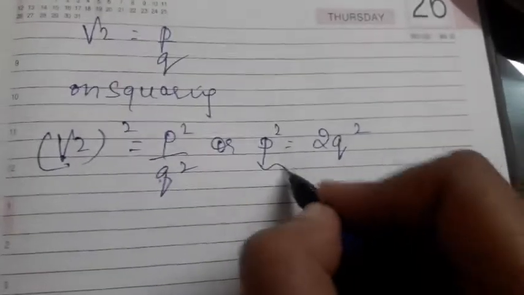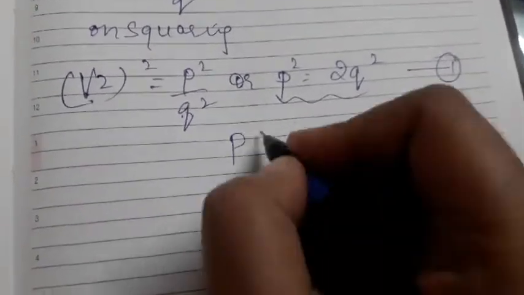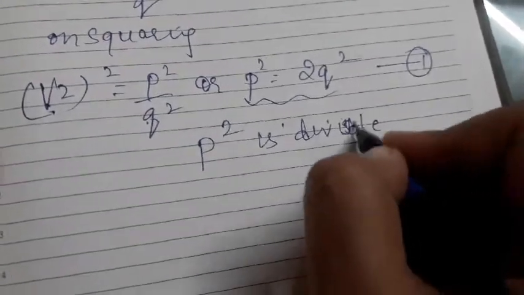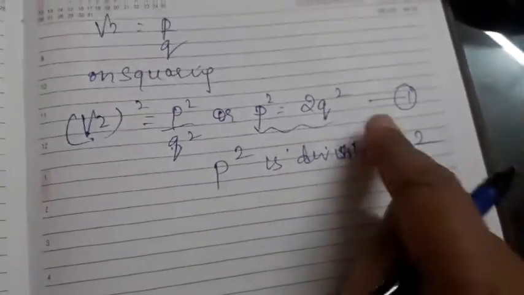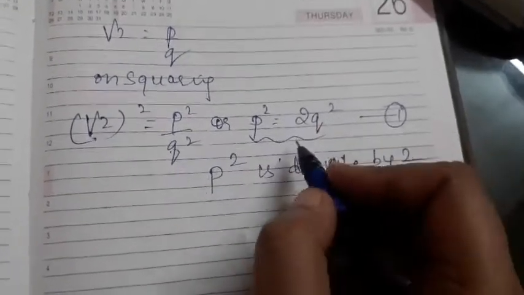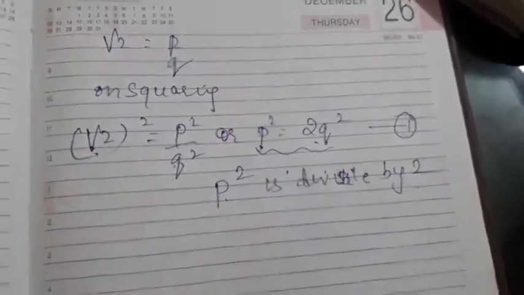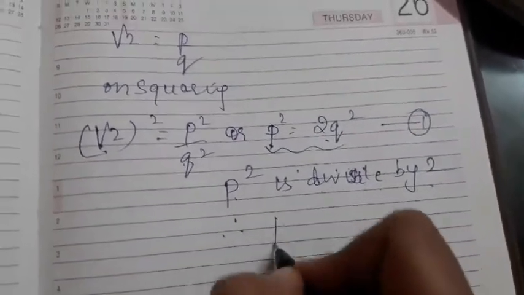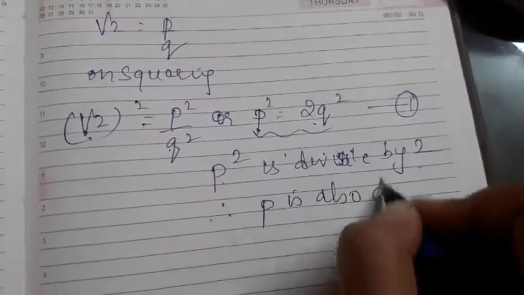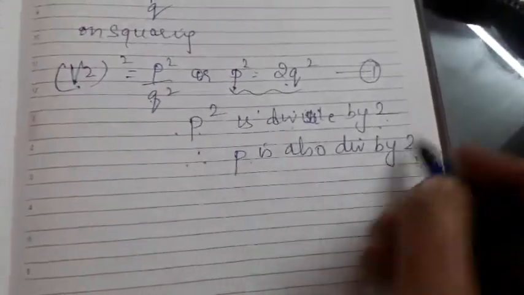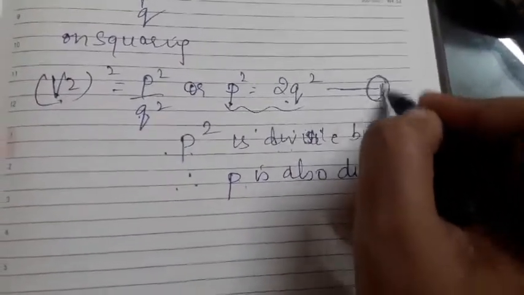Now as you can see with this condition, since p square is divisible by 2, we can say that p square is a multiple of 2. We can also say that p square is divisible by 2. So therefore by the first theorem, p is also divisible by 2. By which theorem? By the previous one, 1.3. Now when p square is divisible by 2 and p is also divisible by 2, I name this number 1.